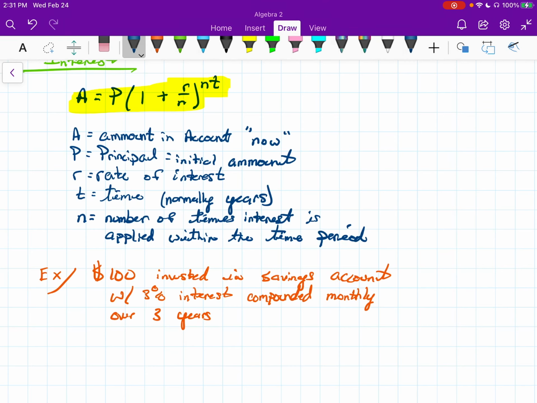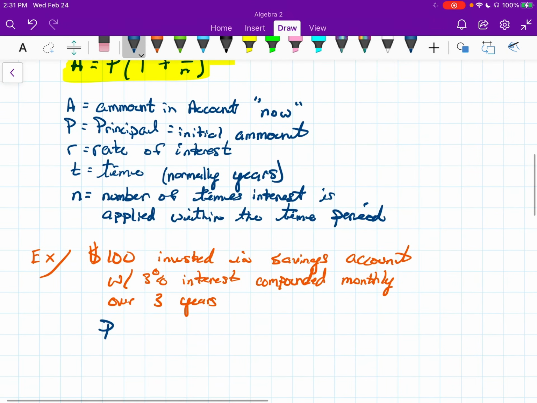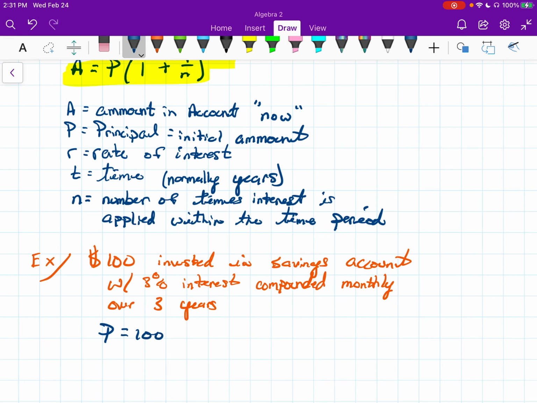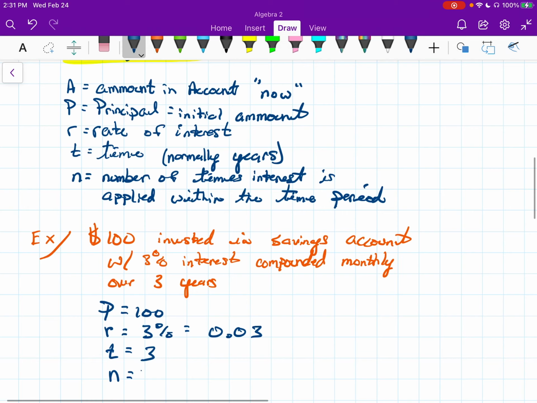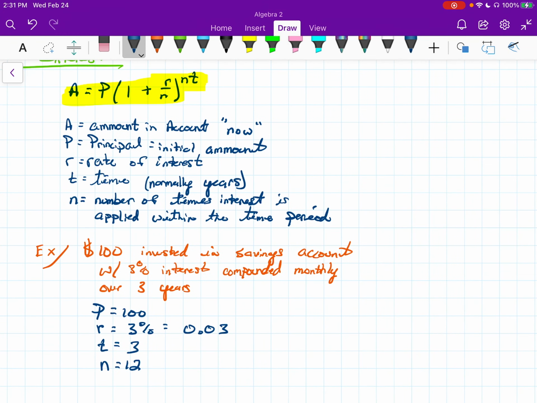So the principal amount is the starting amount. That's going to be 100. The rate of interest is 3%, but we want that as a decimal, so that's going to be 0.03. Time is going to be 3, because that's 3 years. N is going to be 12, because there are 12 months in a year. Right? N is the number of times interest is applied within the time period, and a lot of the time that will be 12. So let's plug this into that formula up there.